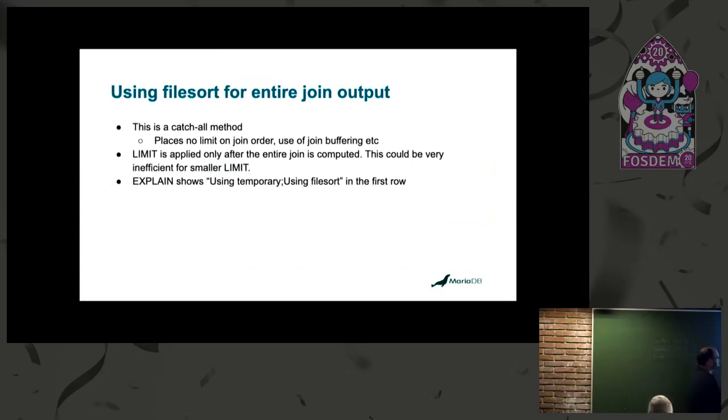With this case, there is no issue with using join buffering, and any type of join order is allowed. But the main drawback for order by limit queries is that limit cannot be applied beforehand. You have to compute the entire join, and only then can you apply the limit. So this could be very inefficient for smaller limits. And in explain, the first row again shows using temporary, using file sort, which means that you are using a temporary table and then doing file sort.